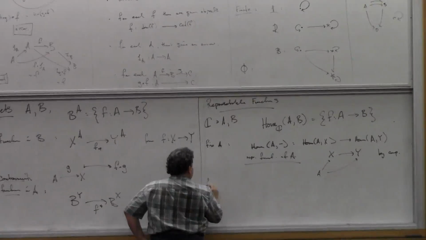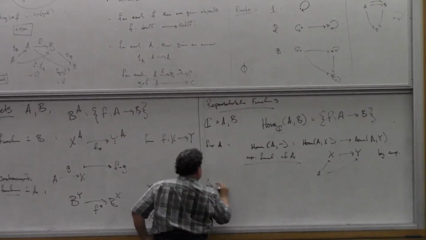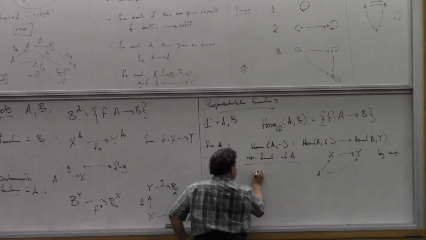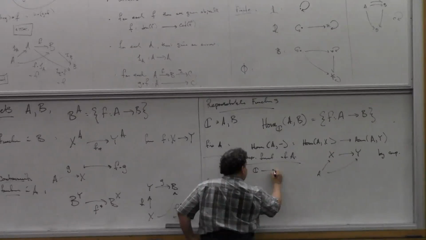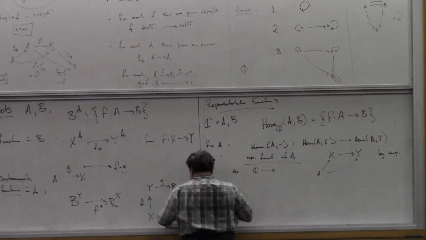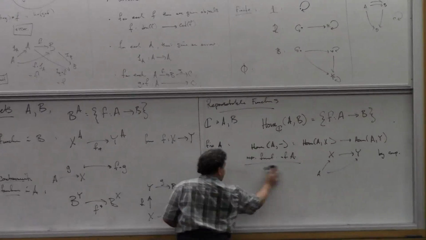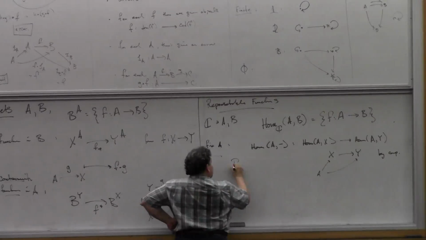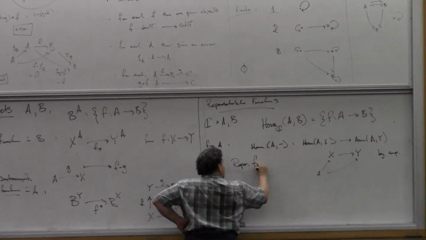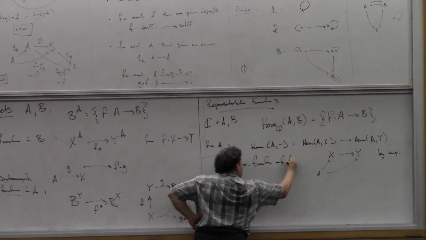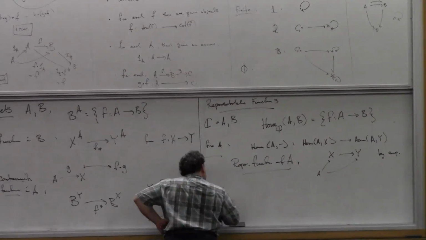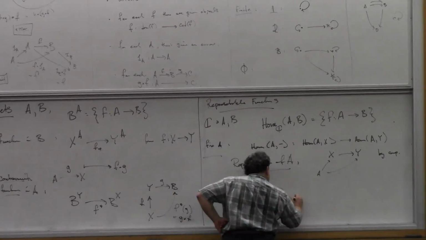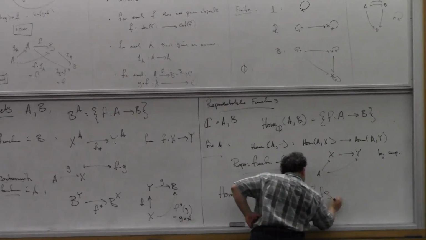Similarly, if I fix B, I get a contravariant. So where does this go? The representable functor goes from C into, so the functor looks like this, HOM, I better write bigger, right? So the representable functor of A, I want to emphasize this, is HOM A blank. It goes from C into the category of sets.